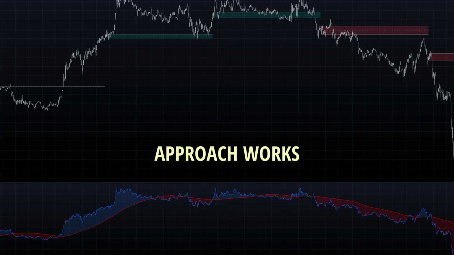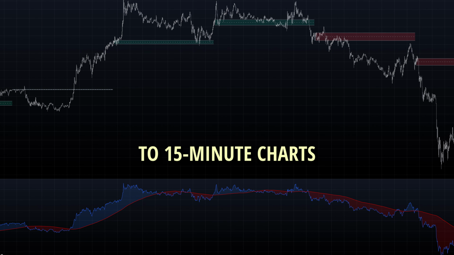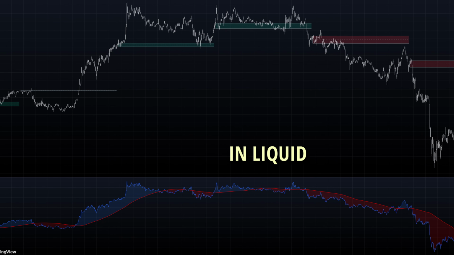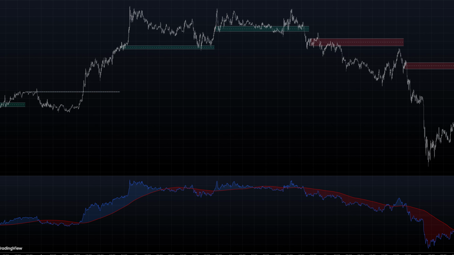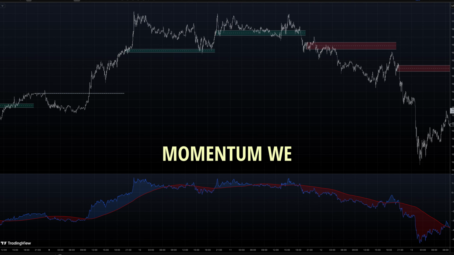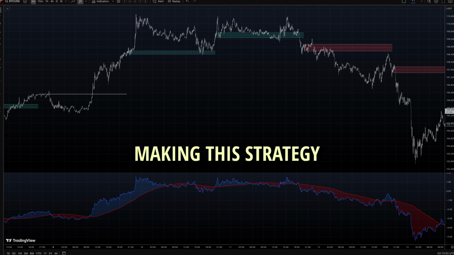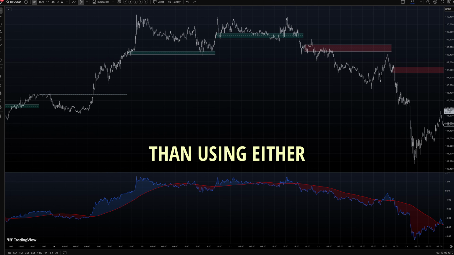This combined approach works especially well on intraday timeframes, such as the 1-minute to 15-minute charts, and is most effective in liquid markets like futures, forex, or high-volume stocks. By aligning breakout entries with momentum, we significantly reduce the chances of trading against the trend, making this strategy far more reliable than using either indicator alone.